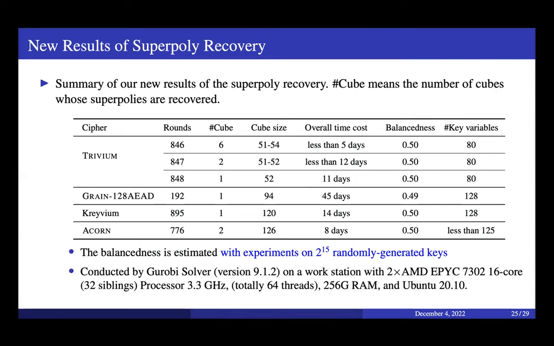The CMP-based coefficient solver greatly speeds up the superpoly recovery, and as a result, we are able to recover the superpolys for more rounds of several stream ciphers. Considering the superpolys of ACORN do not involve four secret variables. Actually, it only involves less than 125 secret variables. So we can directly derive a cube attack on 776 rounds of ACORN with a time complexity of 2 to the 127 ACORN cores.